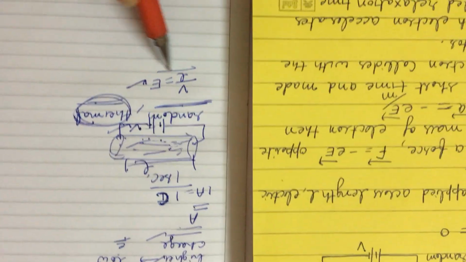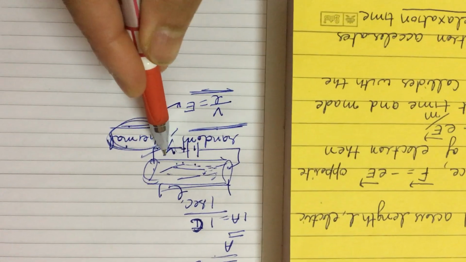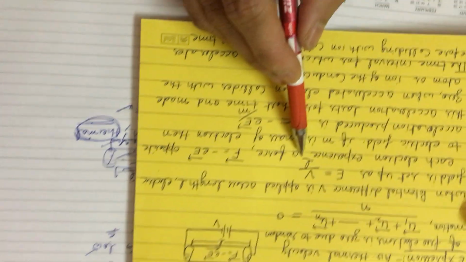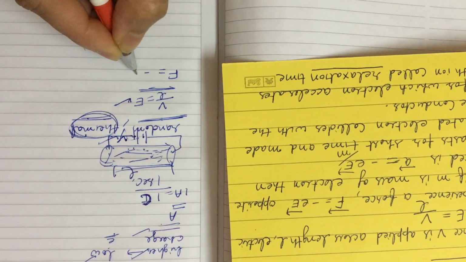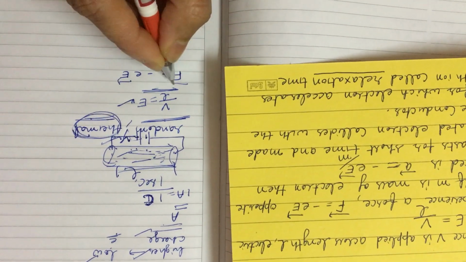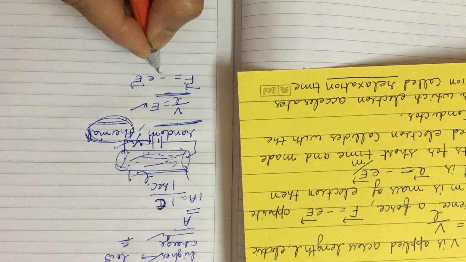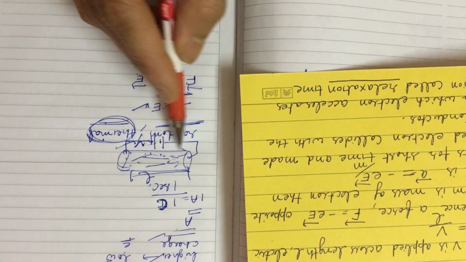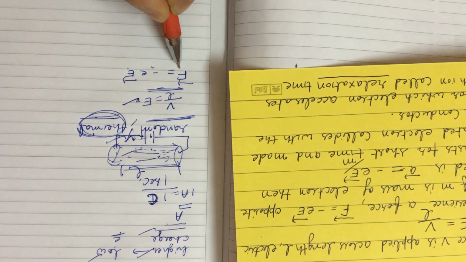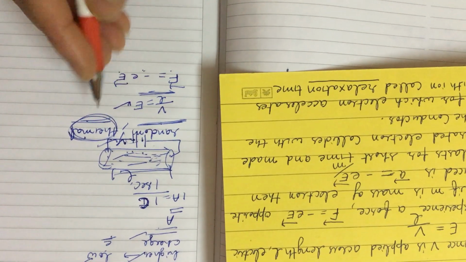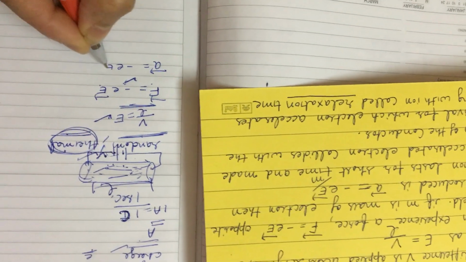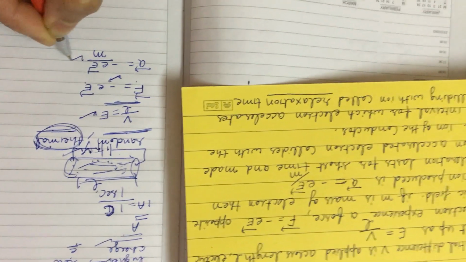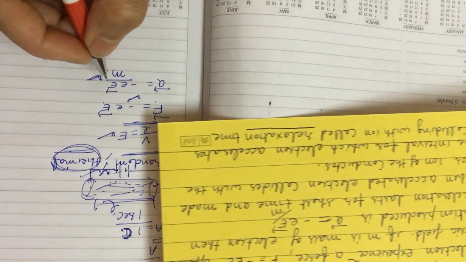But when we apply this potential voltage across the length, there is an electric field, and the electric field gives a force on the electron. This is a negative charge, so the field direction is positive to negative, but the force direction is negative to positive. And the force produces an acceleration, that is a = eE/m.